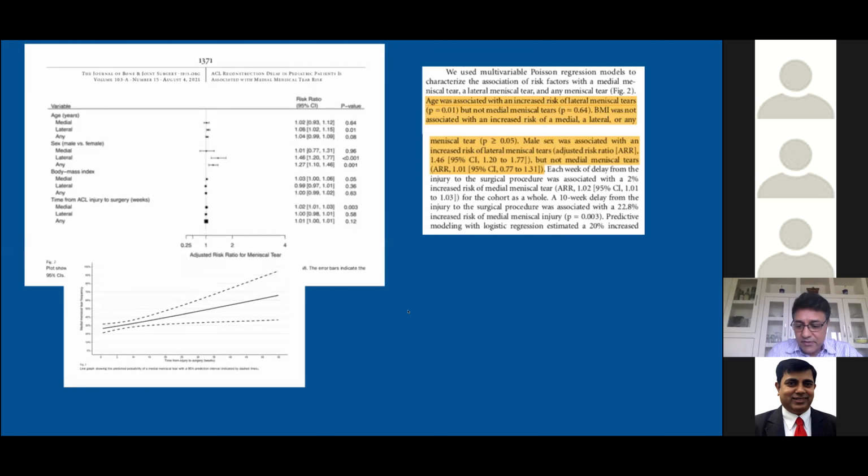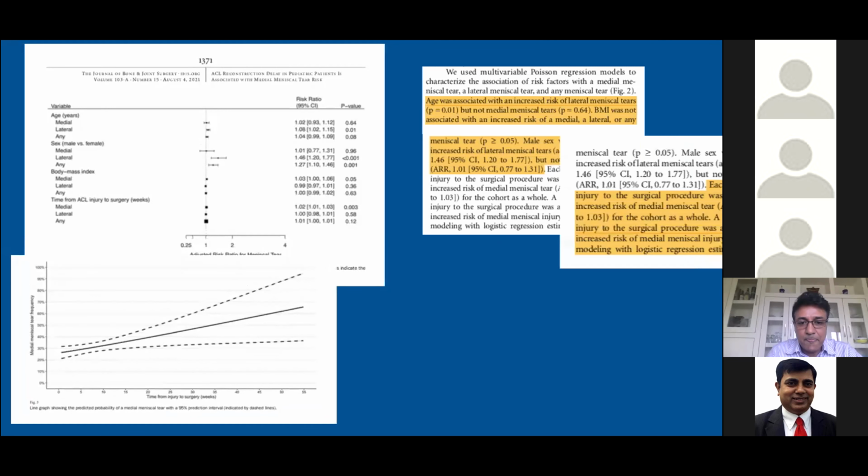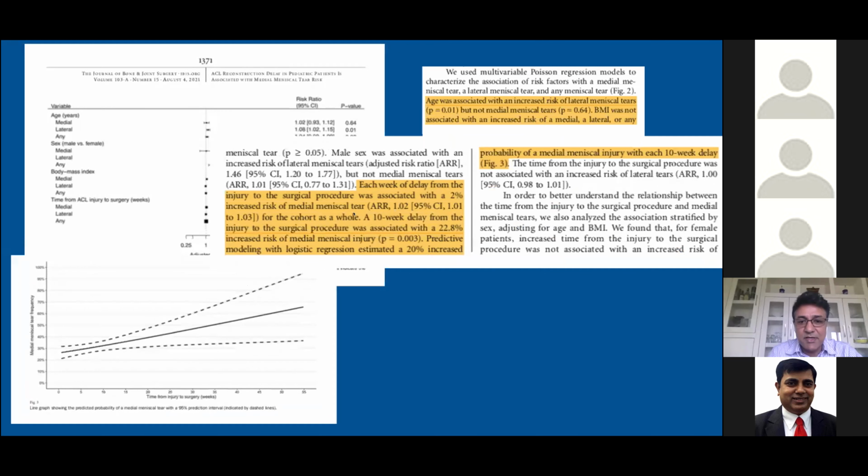And if you see the graph down here, what does it mean? Each week of delay from injury to the surgical procedure was associated with a 2% increased risk of medial meniscal tear. The risk of meniscal tear increases as weeks pass. And by the time of 10 weeks, 20% or 22% of the meniscal tear occurs if it is not repaired. This is what the result says.